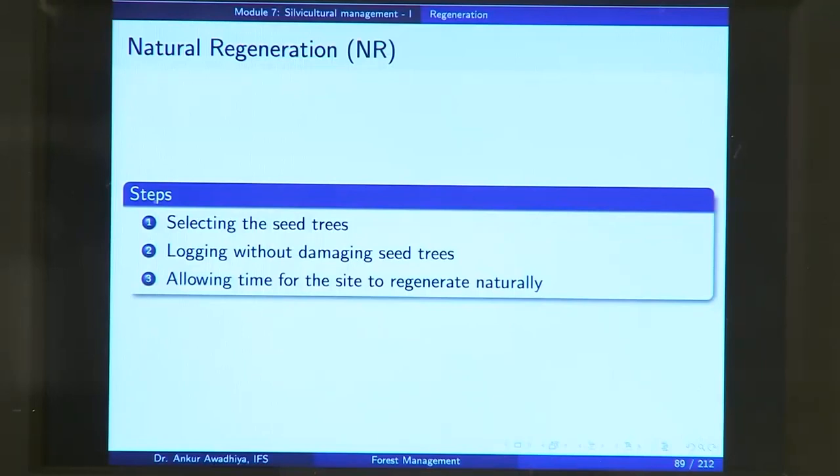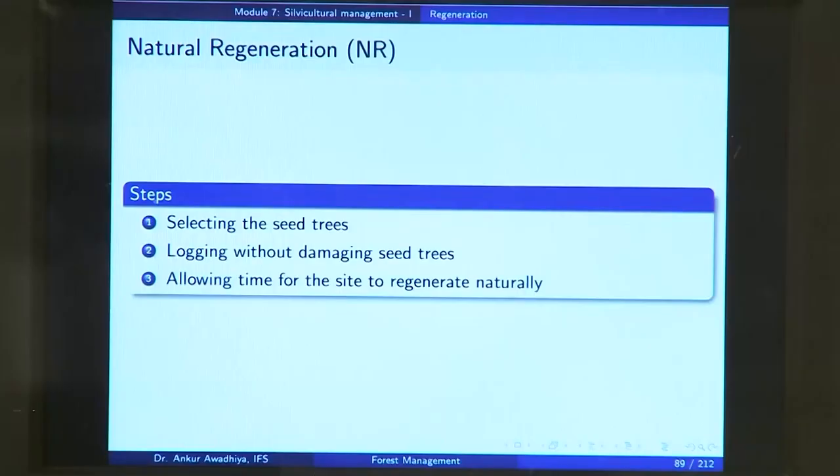So, the steps are: one, you select the seed trees. Now, the seed trees have to be selected because they should be of a desirable characteristic. So, if you have those plants that are very young or very old, they might not produce copious amounts of seeds, whereas the mature plants that are in the prime of their health will produce a larger number of seeds. So, when you are harvesting your forest, the first consideration is that you should leave out the seed trees, they should not be harvested. So, you select the seed trees, then you log the area without damaging the seed trees, and then you allow time for the site to regenerate naturally.